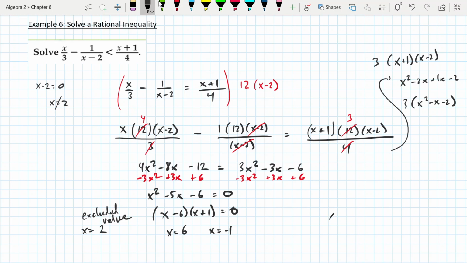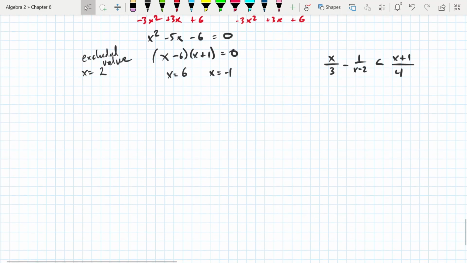I'm going to rewrite the original here so I have it when I scroll down. Okay. So let's make a number line.